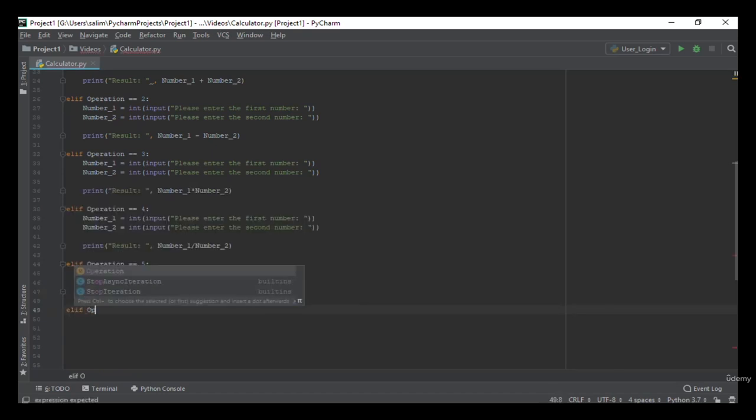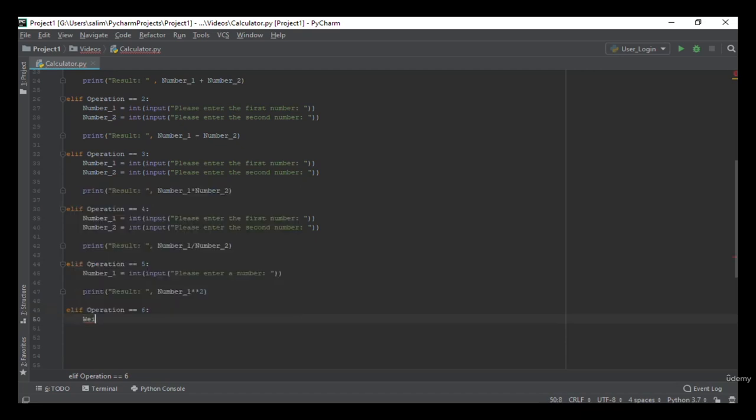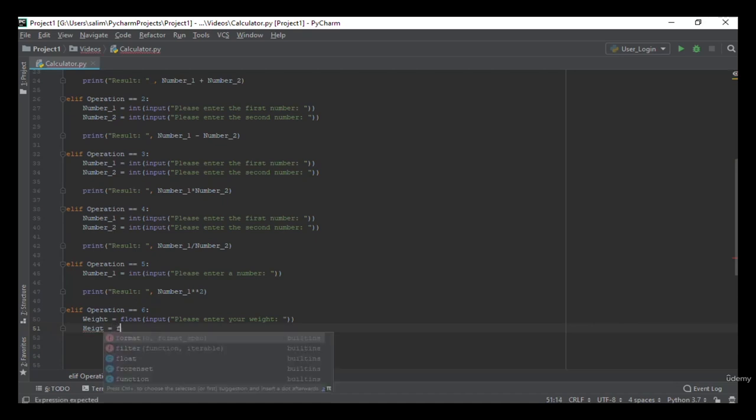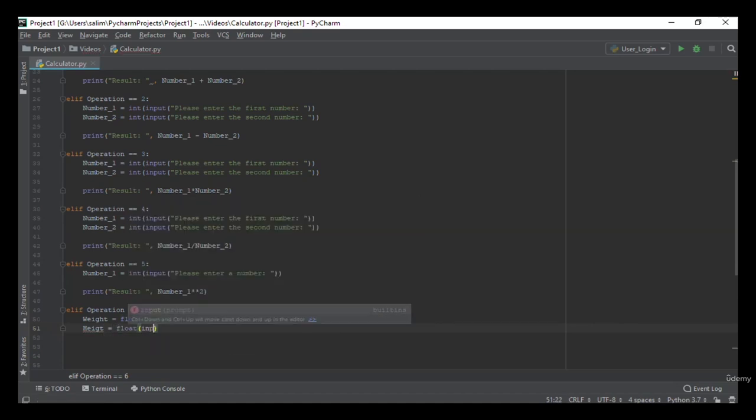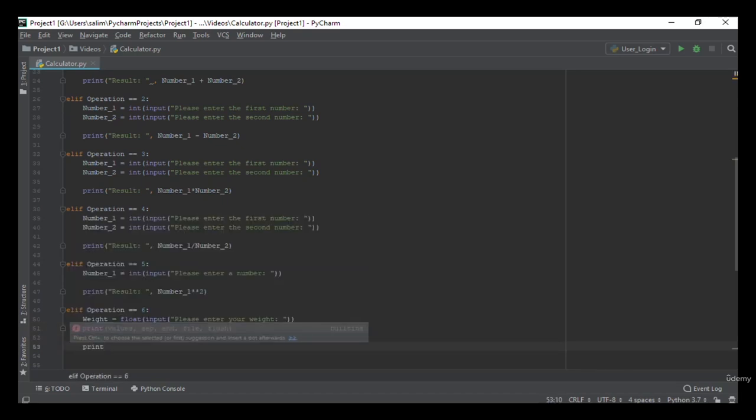And the sixth one is BMI. Create two variables named weight and height, and ask for that value to be entered by the user. Print weight divided by height times 2.